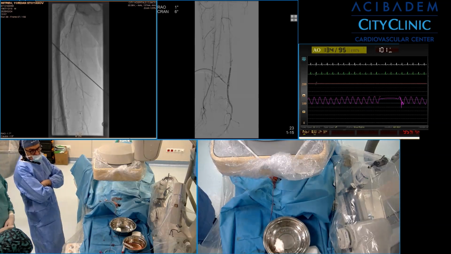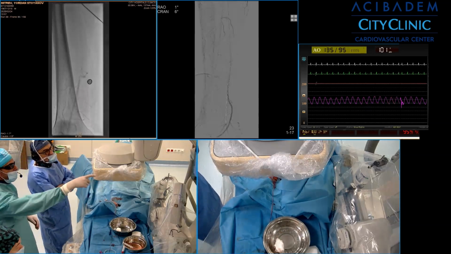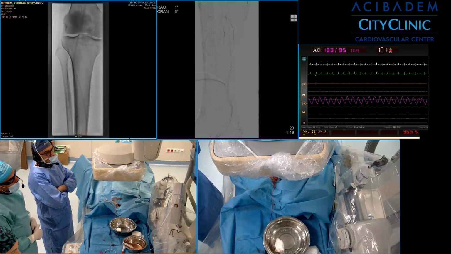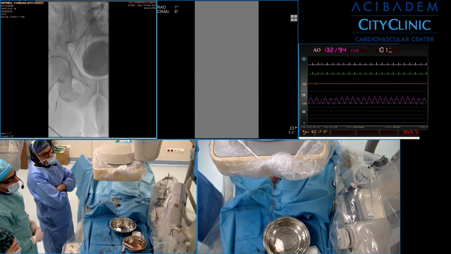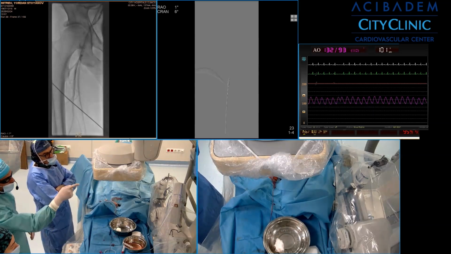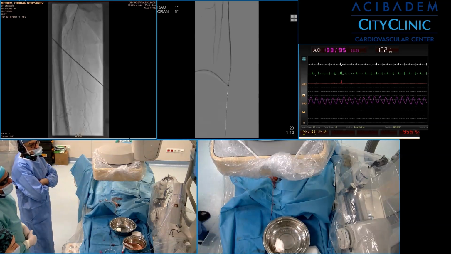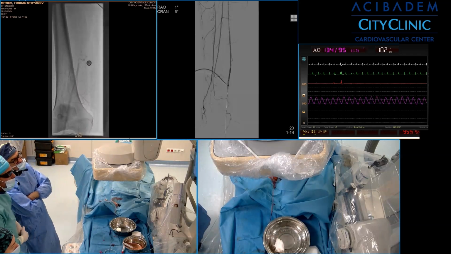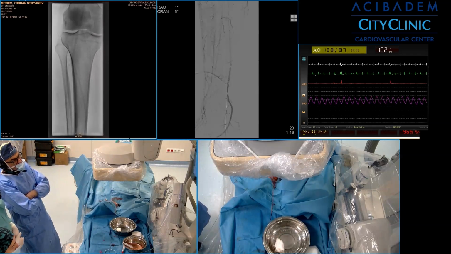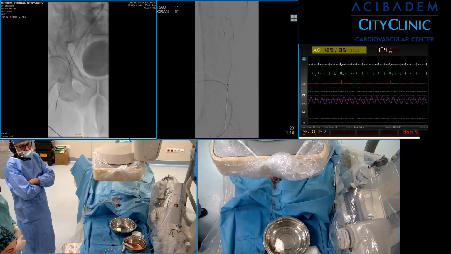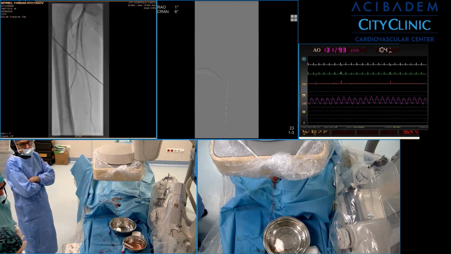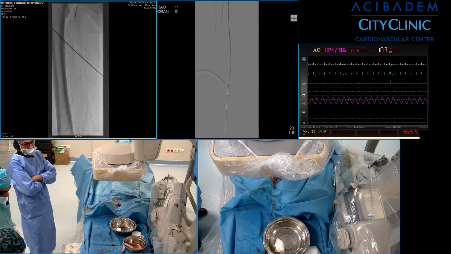Yeah, probably 5 millimeters. But we have spasm of the tibial artery. And of course, there is always some spasm, so it's unavoidable. You see it just on the tip of the sheath. There is a small spasm, but in fact, 5 millimeters of mercury, even without spasm, is absolutely acceptable.